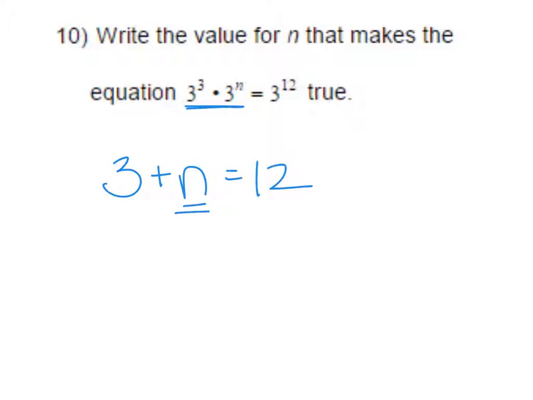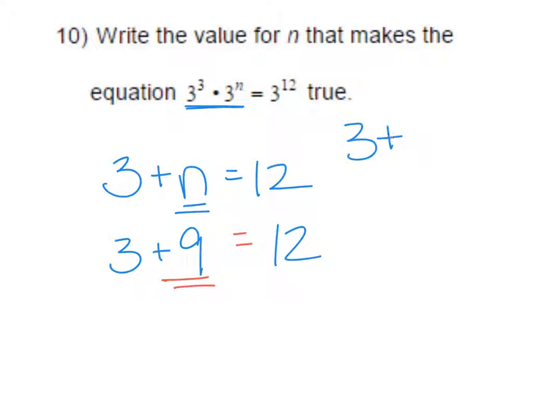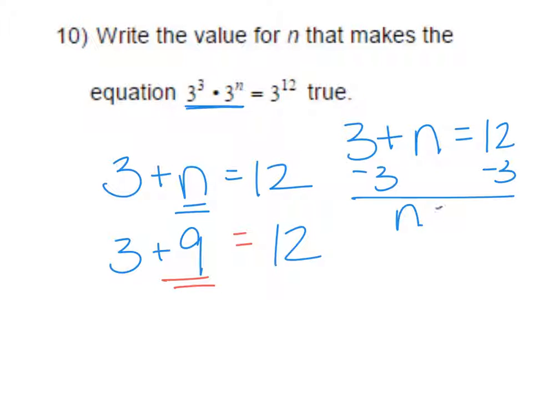You have two options. You can either know that 3 plus 9 is 12, so you can use mental math. Or we can use our equation solving skills and subtract 3 from both sides. This is especially handy if the numbers are more complicated than these. And so we get n equals 9 either way.